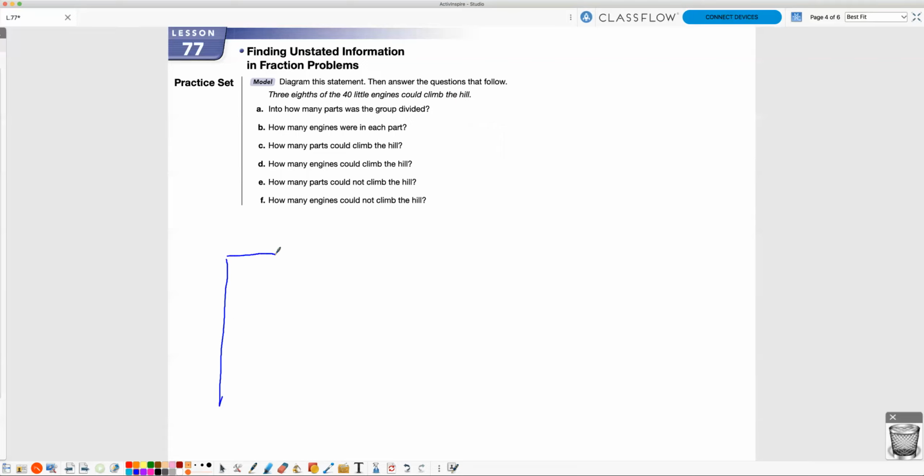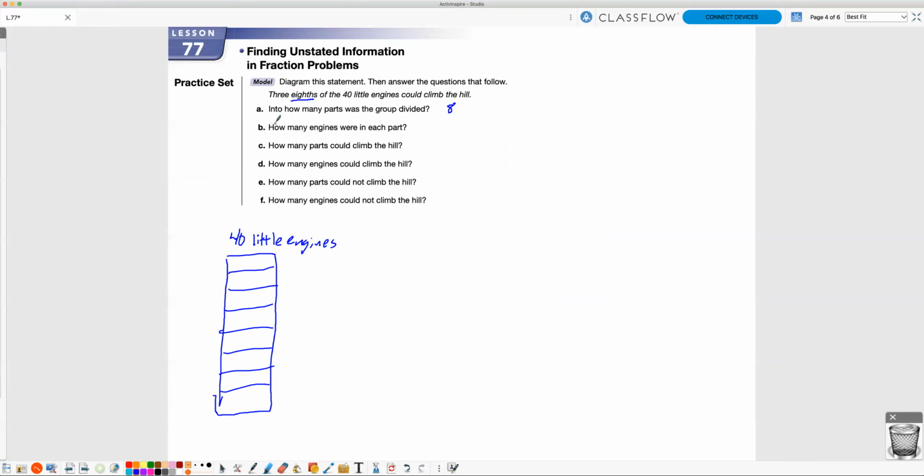I see that I'm going to need 8 equal boxes. I'm going to just use a rectangle like this. So this means 40 little engines. And then each of these needs to be split up into 8 equal boxes. So 1, 2, 3, 4, 5, 6, 7, 8. And then each of those will represent how much? Well, for letter A, it says into how many parts is the group divided? It's 8 parts for this one. I first answered it because it says eighths.